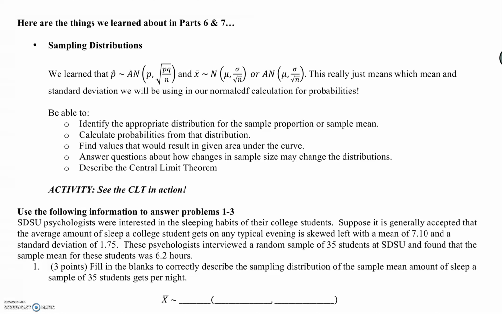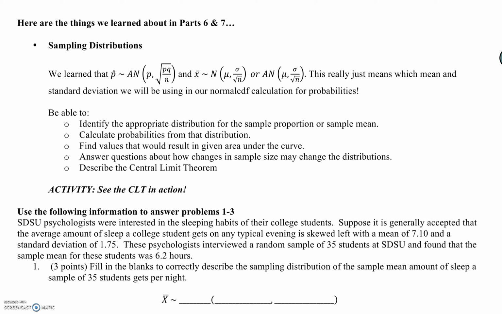Okay, so I'm going to break this review up into each section of types of questions I'm going to ask. The first question that you're guaranteed to see on the test, probably two of them, one for proportions and one for sample means, is the sampling distribution question. The idea with the sampling distribution question is that we know a lot of things about these particular variables.